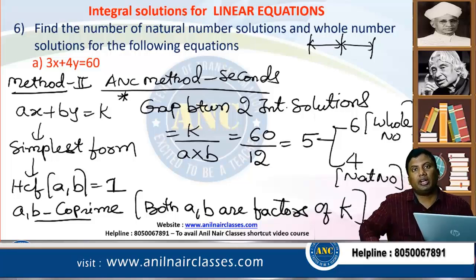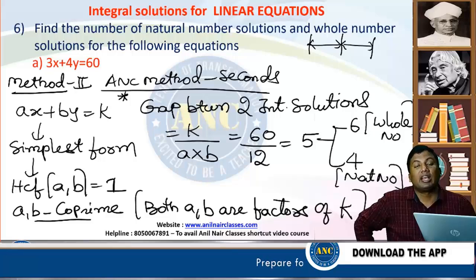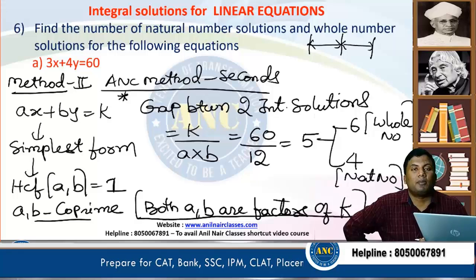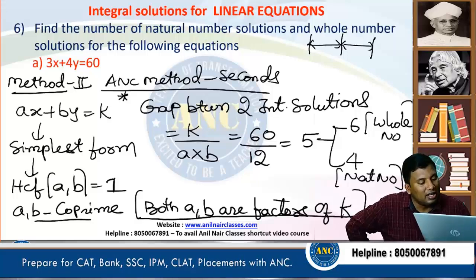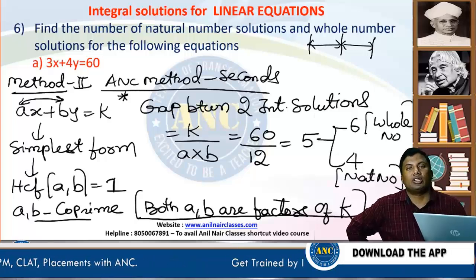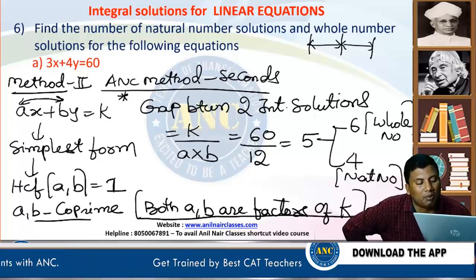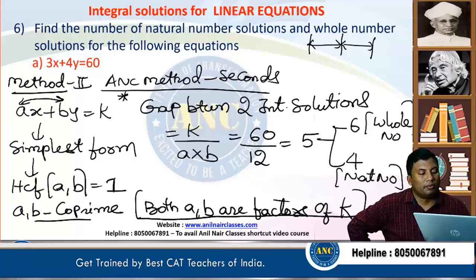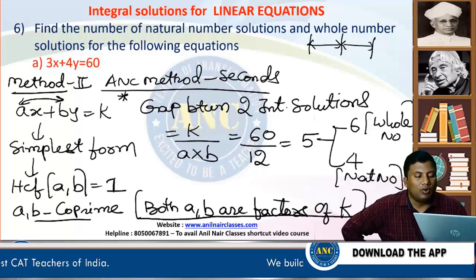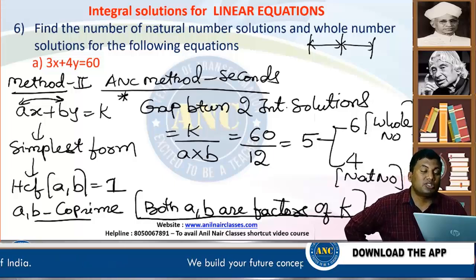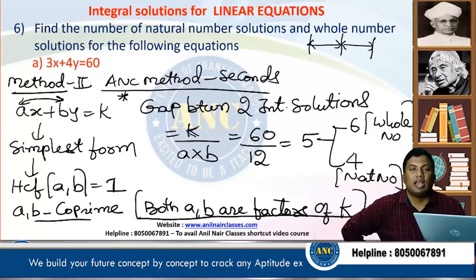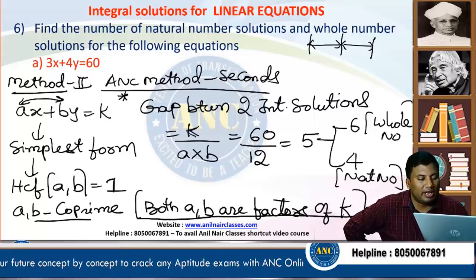Gap between two integral solutions is given by K by A into B when it is valid, when both A comma B are factors of the right hand side and A and B are co-primes to each other. Co-prime to each other means there exists no common factor other than 1. So directly you can write 60 by 12 is 5. How you got it? That also I will explain using method 3. From where you got K by A into B? I hope the idea is clear.